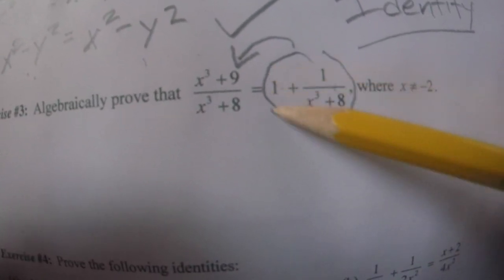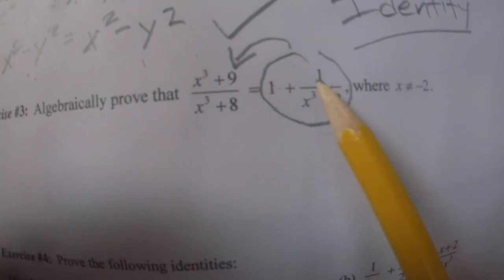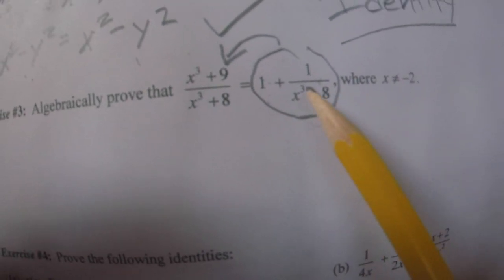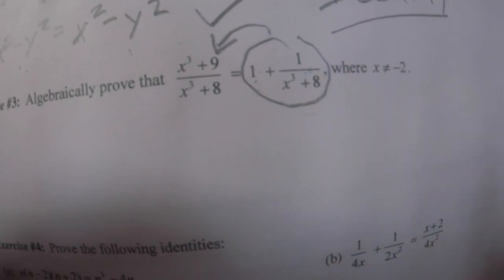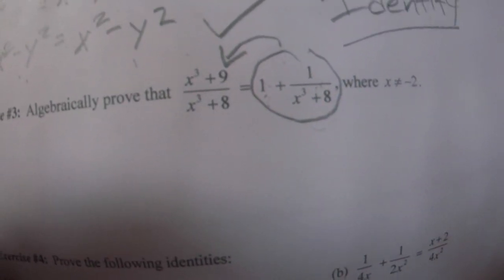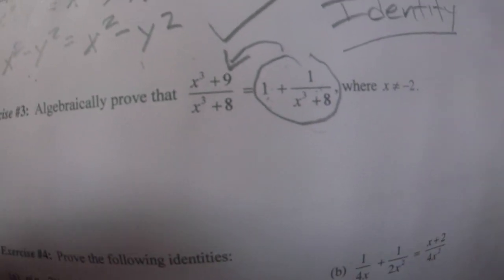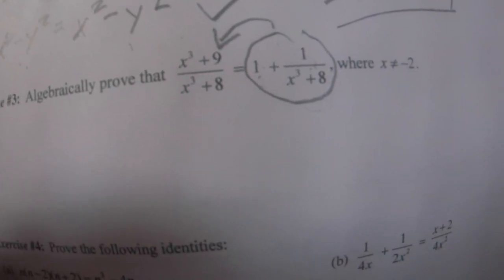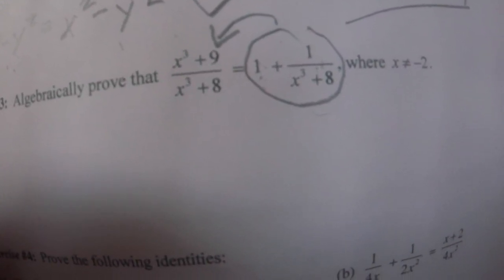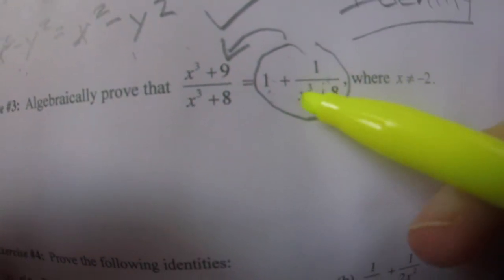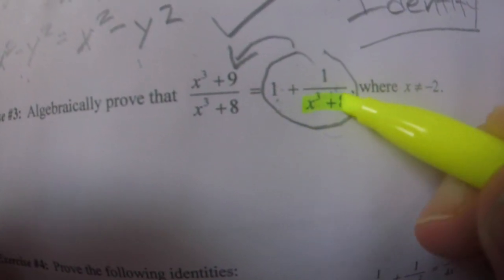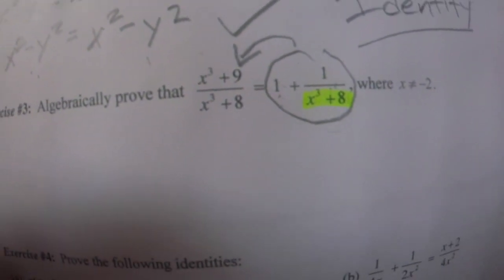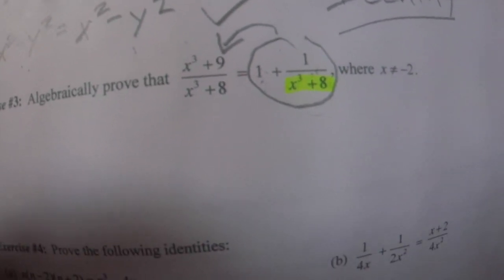I have to get this 1 over here to get a denominator of x^3 + 8 in order to add these two things together. Think about what a common denominator could be. Well, how about x^3 + 8? Remember how I get a common denominator?